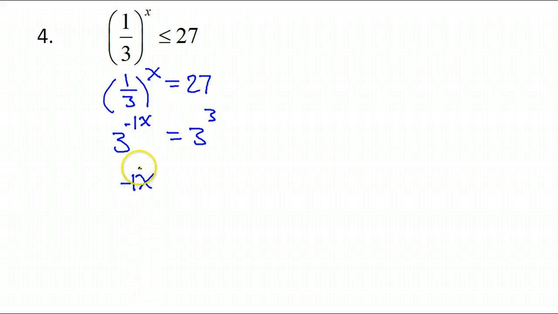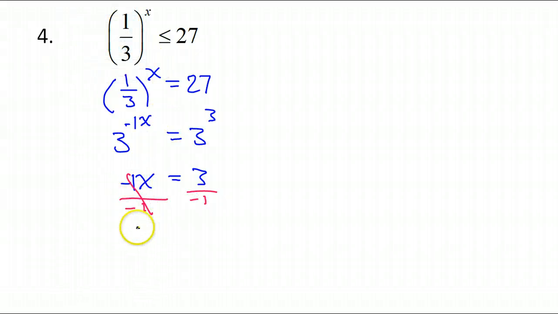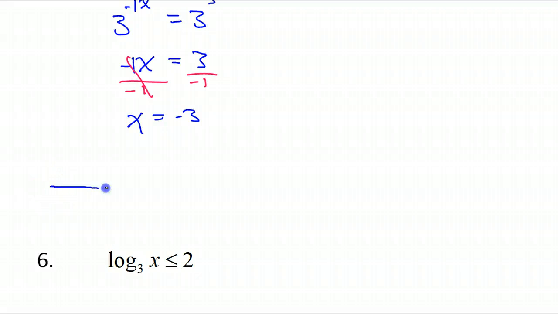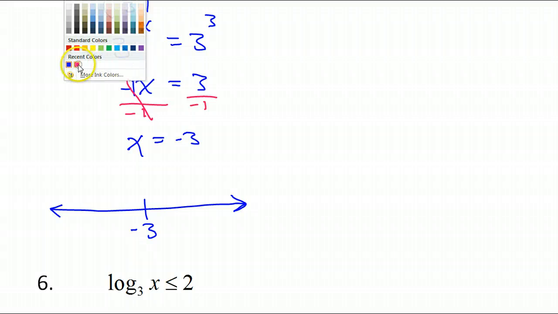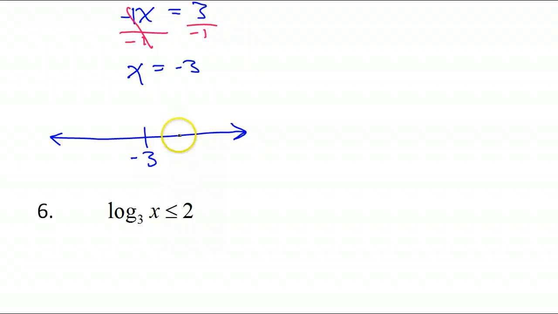I might as well just leave the negative 1. So negative 1x is equal to 3. But I just need x, so let's divide both sides by negative 1. That's going to give me x is equal to negative 3. So that is my key value. So let's graph that. Okay, so here is negative 3. I'm going to use a test value of 0. And of course 0 would be over here somewhere.